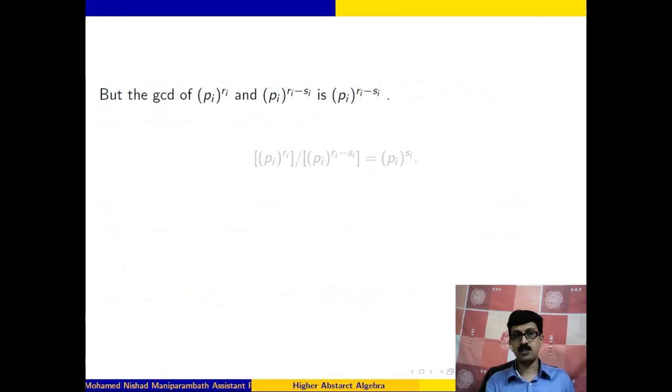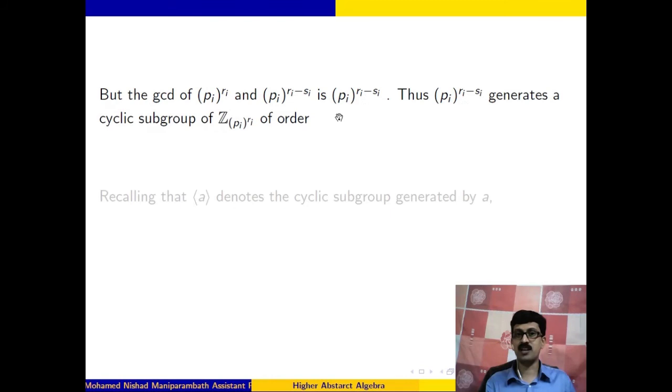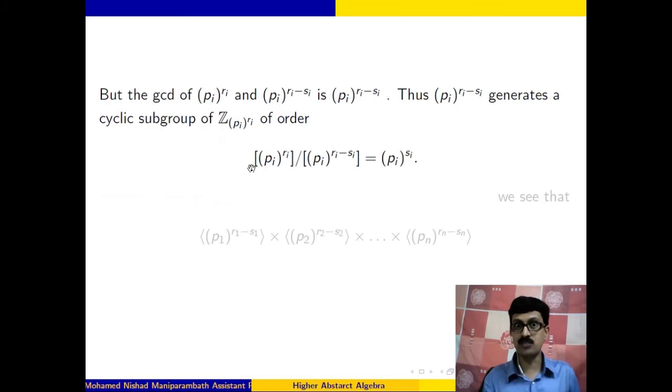But the GCD of pi raised to ri and pi raised to ri minus si is, because this is a factor of pi raised to ri, definitely pi raised to ri minus si. Thus, pi raised to ri minus si generates a cyclic subgroup of Z_{pi^ri} whose order is pi raised to ri divided by the GCD, which is pi raised to ri minus si. Therefore, pi raised to ri cancels, and what remains is pi raised to si.